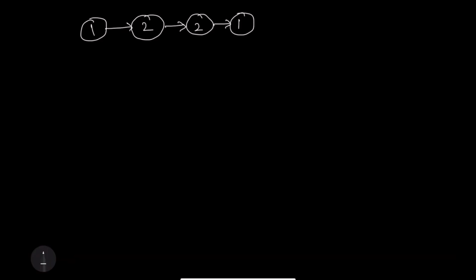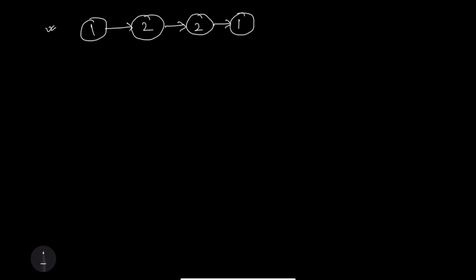We have to find the palindrome of a linked list. So a palindrome is a sequence that reads the same forwards and backwards. So we can see in this example we have got 1 2 2 1. If we read it from the backwards, it's the same. It's 1 2 2 1. So if the linked list is a palindrome, we have got to return true, else we will return false.